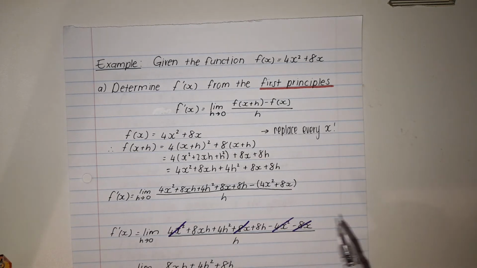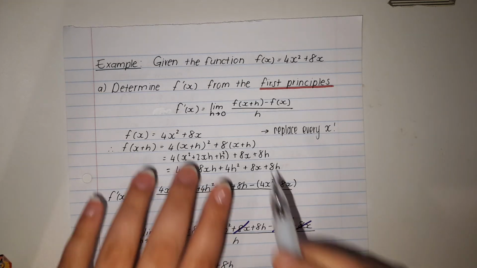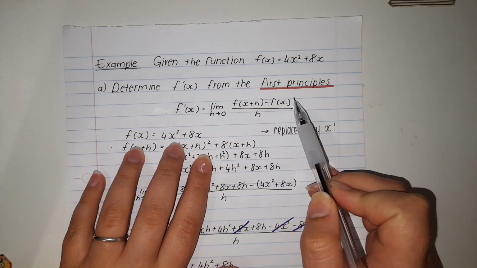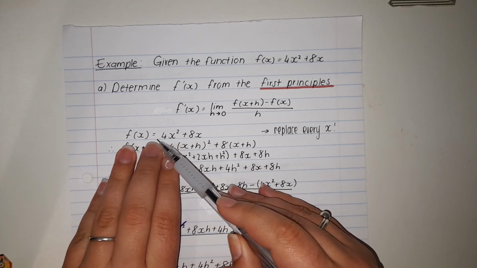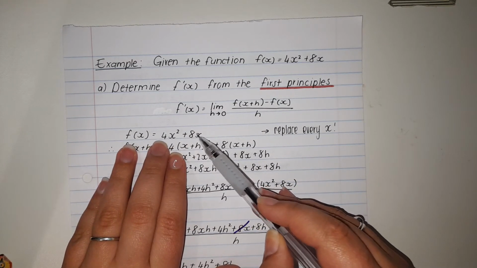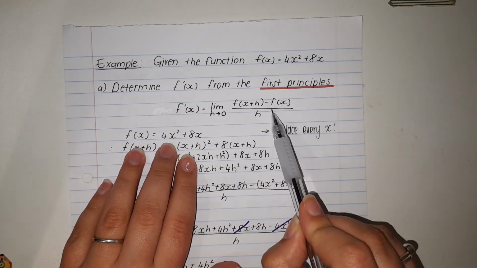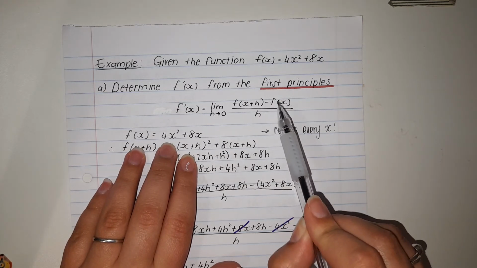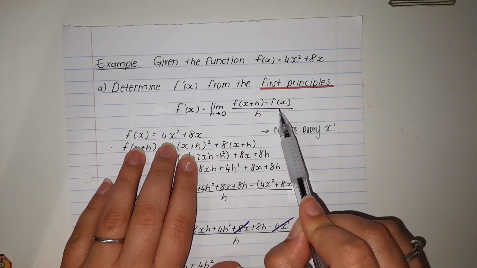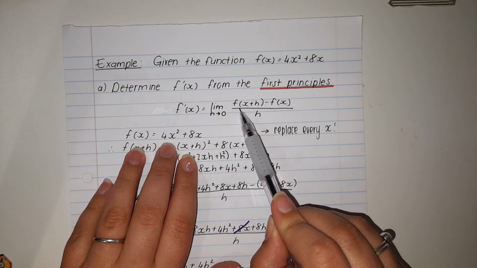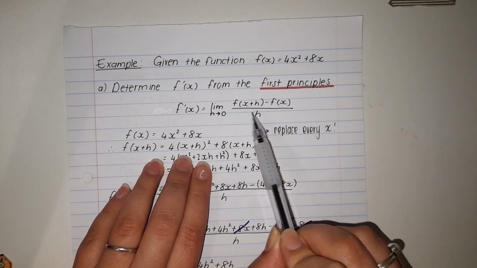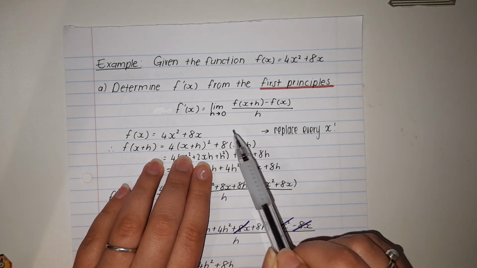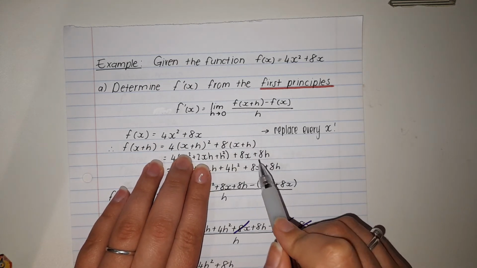Again, I'm going to start with what I did in my previous video on my average gradient. I'm just going to substitute everything in here that I can. Firstly, I know that f(x) equals 4x squared plus 8x is my original one, the one I'm going to substitute in second. I'm not going to change anything. The thing I need to change is f(x plus h). Wherever I see x in my original one, I need to substitute x plus h.